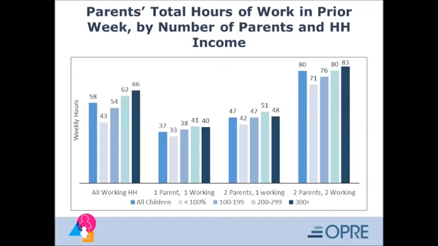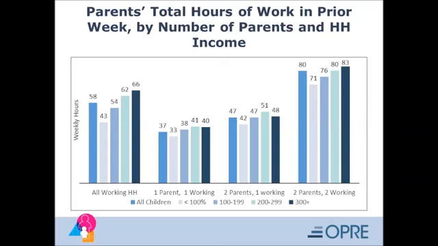On the vertical axis, we have the total number of hours worked by all of the parents in the household. And then the horizontal axis gives you sets of bars that characterize households. So the first set of bars is for all working households. So at least 1 parent is working in each household that we show.